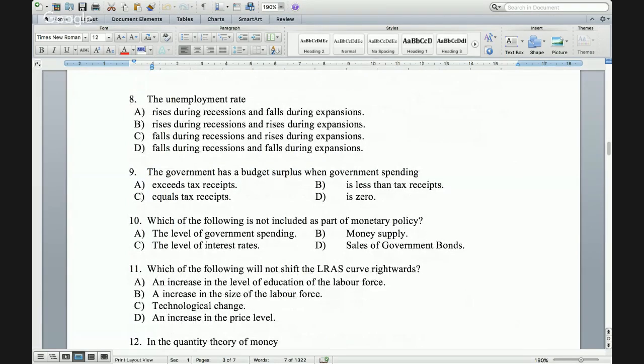Okay, question 8, the unemployment rate. So we have a couple of similar options, all the options look quite similar. All I'm seeing is during recessions and during expansions. So your answer is going to lie in the first part of those options, as in rises or falls. Okay, so unemployment rate. By looking at it, A seems to be your answer. It rises during recessions and falls during expansions.